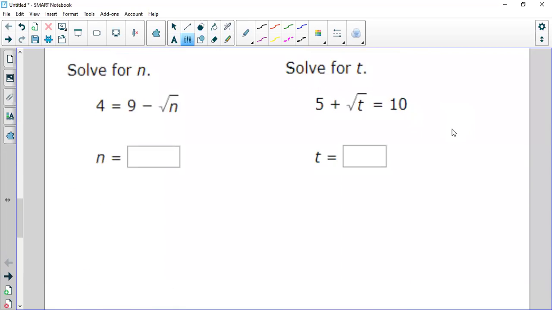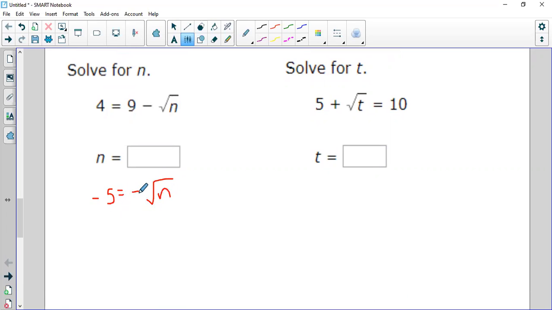Now I have some radicals that are not isolated. 4 is equal to 9 minus the square root of n. So I need to get rid of this 9. I need to subtract 9 from both sides. If I subtract 9 from both sides, I get negative 5 is equal to the negative square root of n.